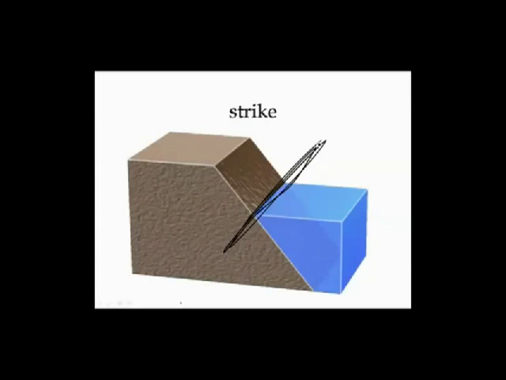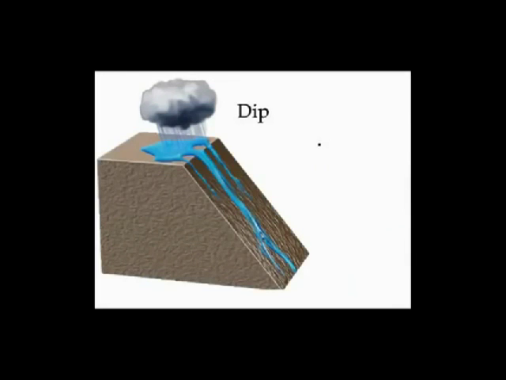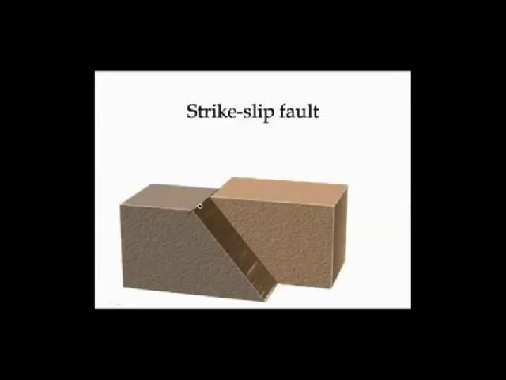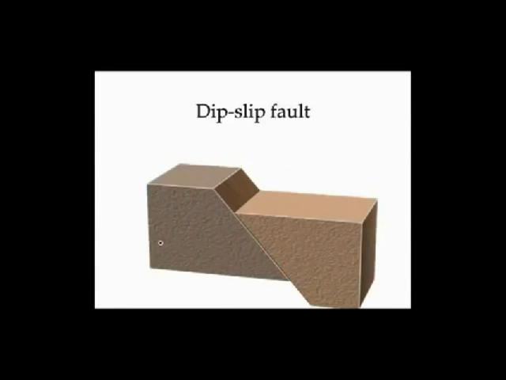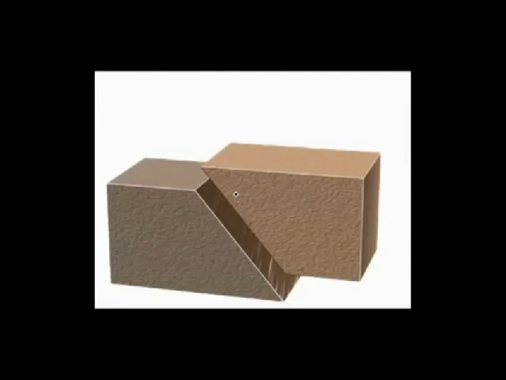Now that plane could be a rock layer, or the plane could be the fault. The dip, on the other hand, is the direction in which material would drip down the side of the plane. So if you have a strike-slip fault, that means the movement has occurred along the strike. In other words, that would be horizontal movement. Whereas a dip-slip fault, the movement went down the dip. And an oblique fault means that you have both strike-slip and dip-slip movement at the same time.